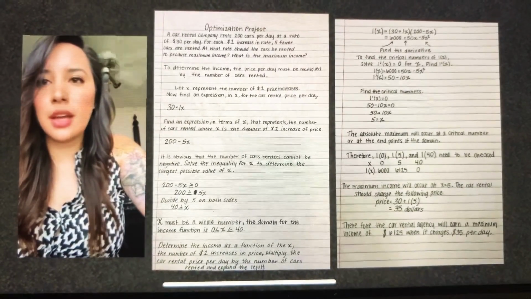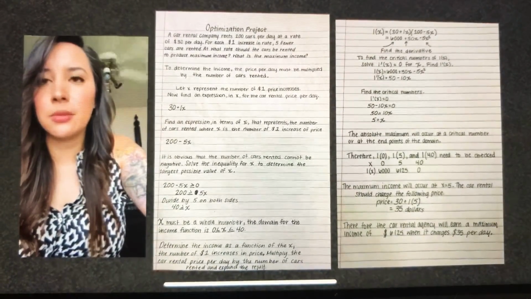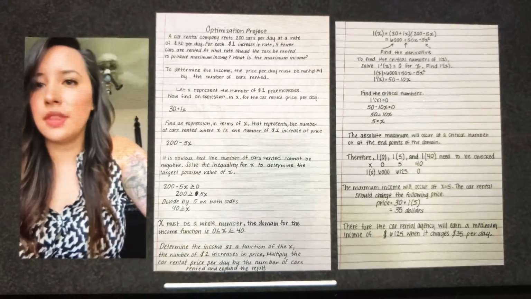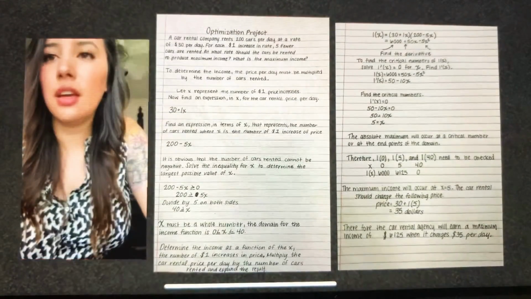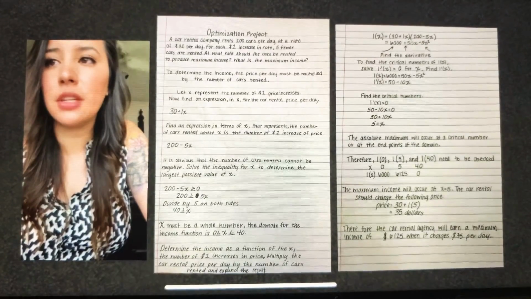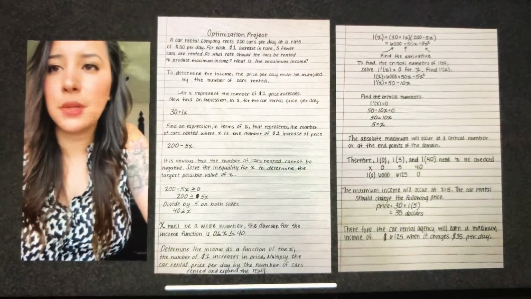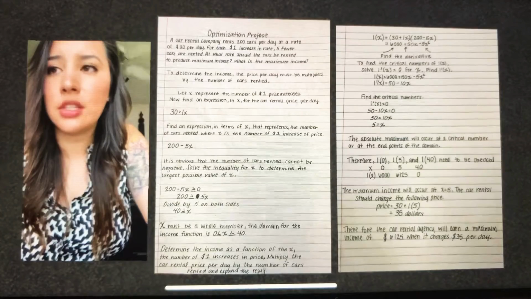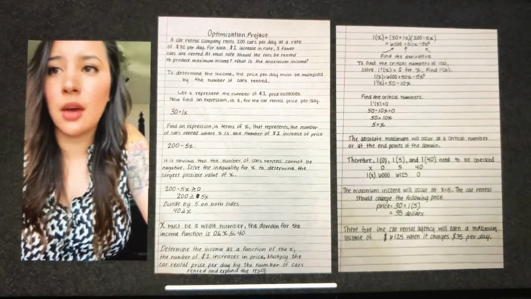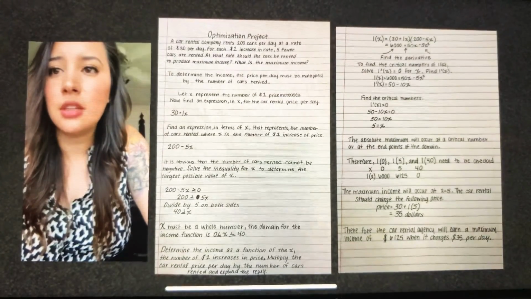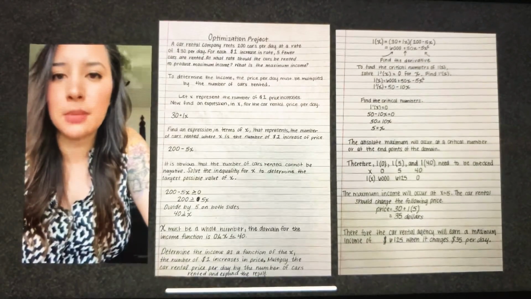Okay, so the equation that I have here, which I'll keep looking over to my right side because I have the equation right. A car rental company rents 200 cars per day at a rate of $30 per day. For each $1 increase in rate, 5 fewer cars are rented. At what rate should the cars be rented to produce the maximum income, and what is the maximum income?